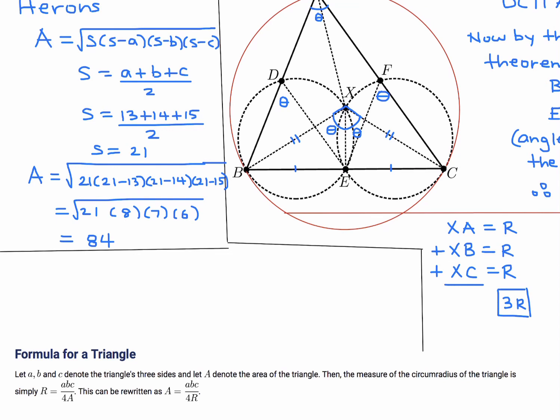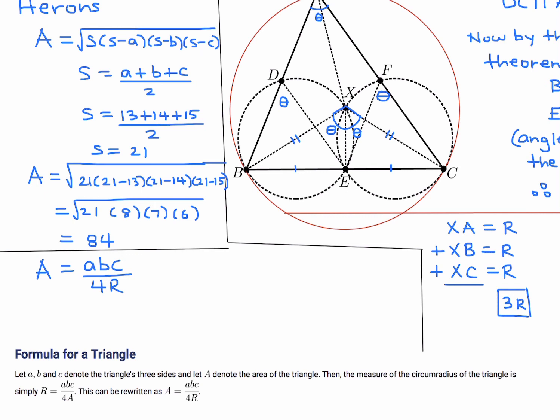Now the next formula is lesser known, and here is the description of it: if you have A, B, and C that are three sides of a triangle, and the area of that triangle is K, the radius of the circumscribed circle is R equals ABC divided by 4K, or K is ABC over 4R. Here A, B, C are the three sides, K is the area, and R is the radius.